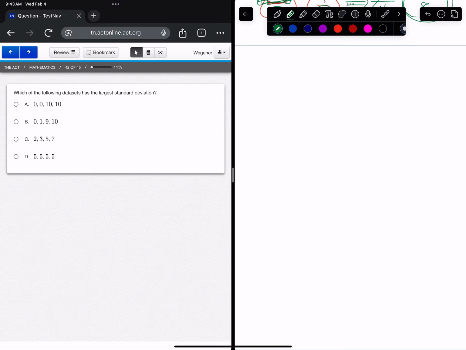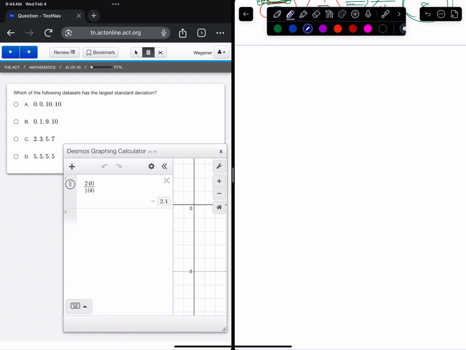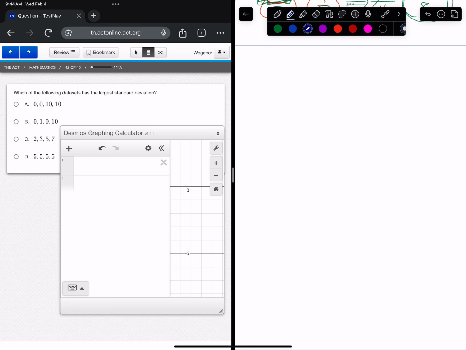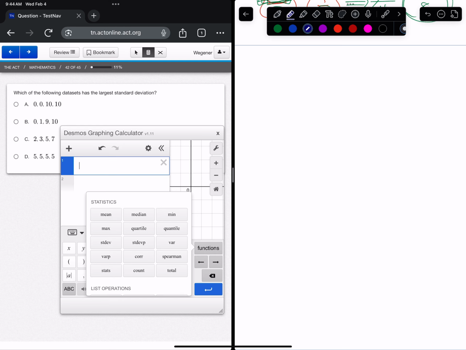All right, the next one. Which of the following data sets has the largest standard deviation? Okay, so the ACT does not give you a formula sheet, but what it does give you is the Desmos calculator. So we're going to be using Desmos again, okay? Standard deviation falls under the statistics field in math. So right here, statistics under functions.